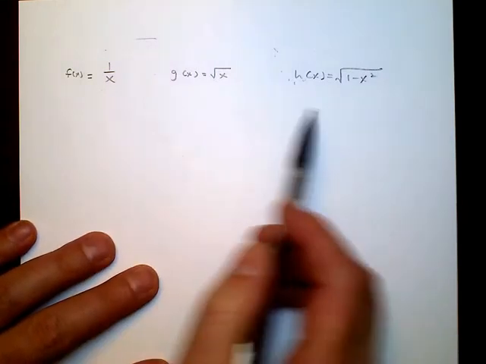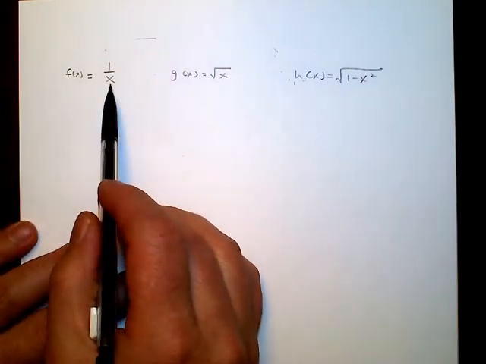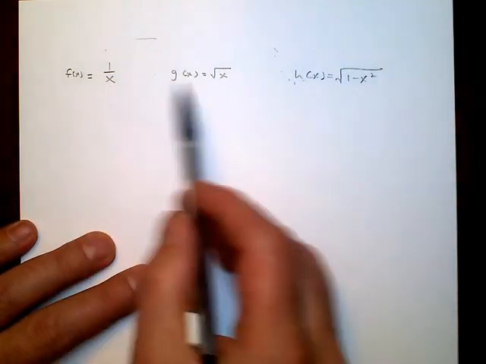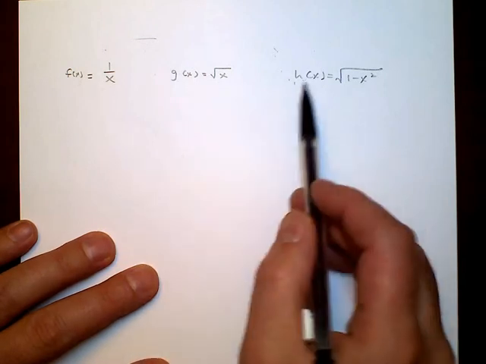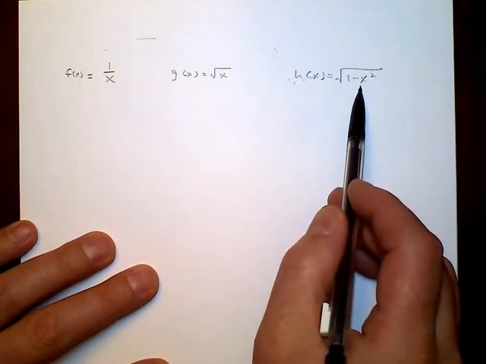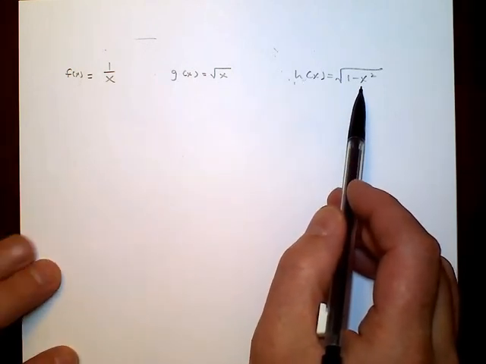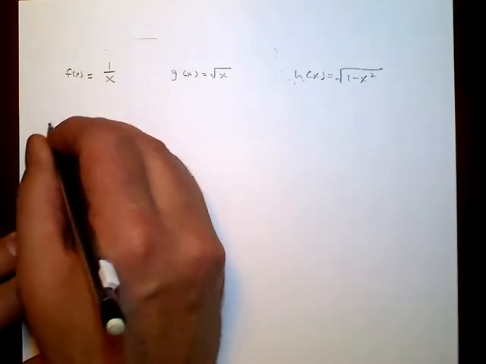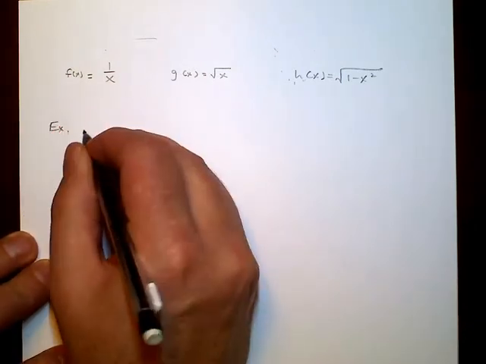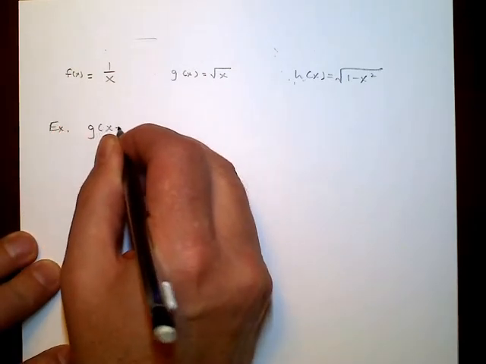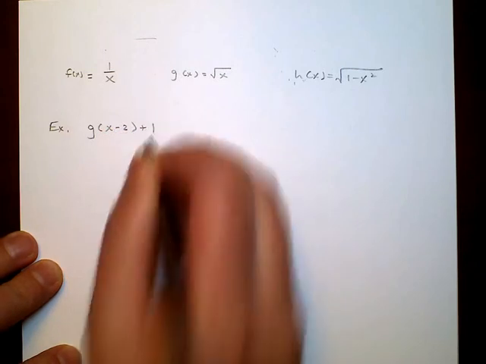So let's say we're given the three functions. f of x is 1 over x. Remember what that one looks like. g of x is the square root of x, and h of x is the square root of 1 minus x squared. That's that half a circle opening downward. And we wanted to graph g of x minus 2 plus 1.